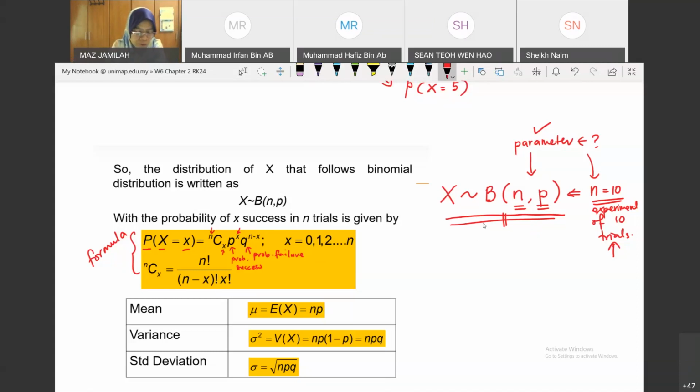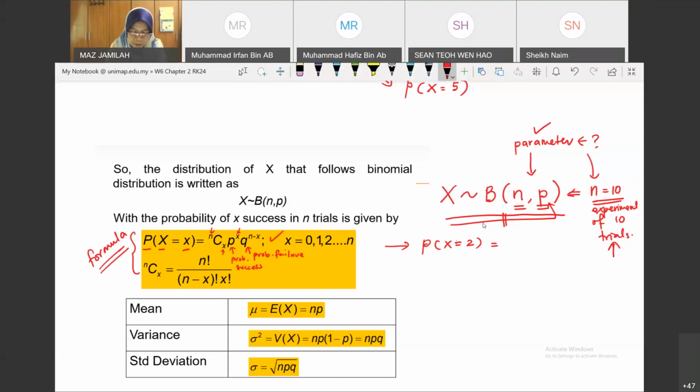Now, this is the direct formula on how to find the probability. For 10 trials, what if I'm looking for the probability of X equal to 2? Given the probability of success, I can easily use this to calculate the probability.